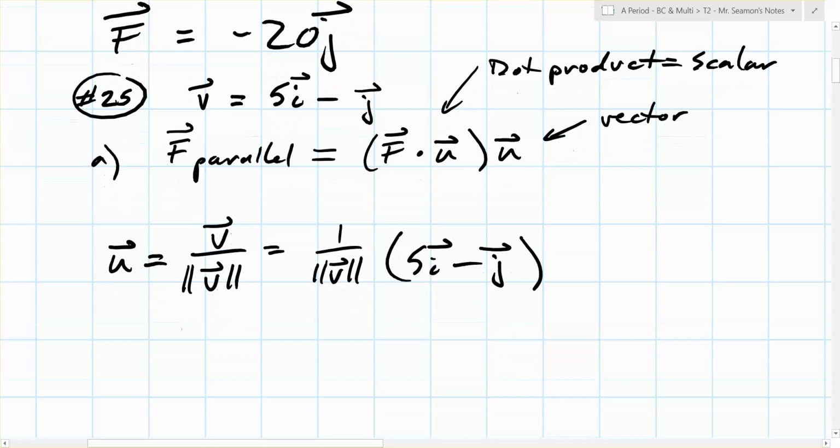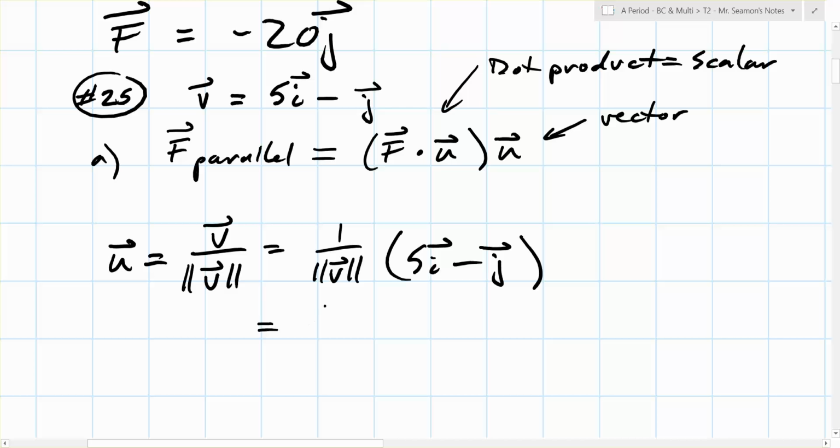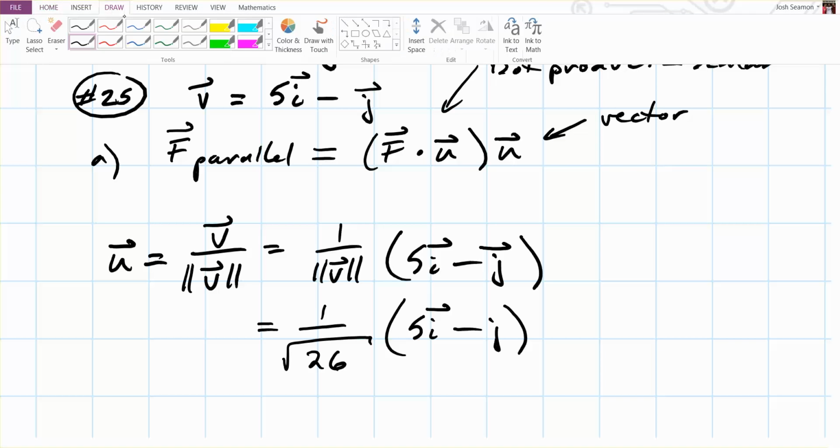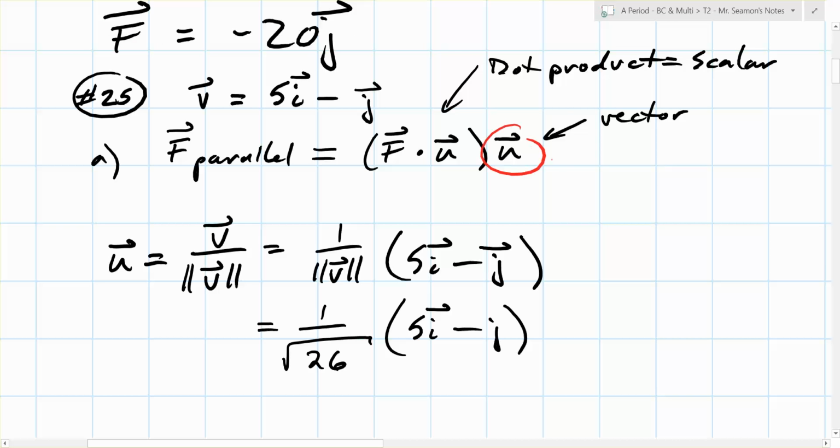What's the magnitude of V? The square root of 26. So we have 5I minus J over root 26, and that is a unit vector in the direction we want to go in. You with me so far? So we found the first part, we found U. So now what do we need to do?